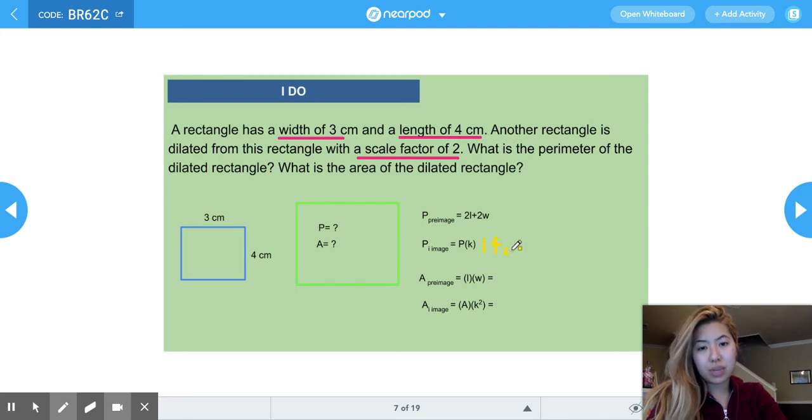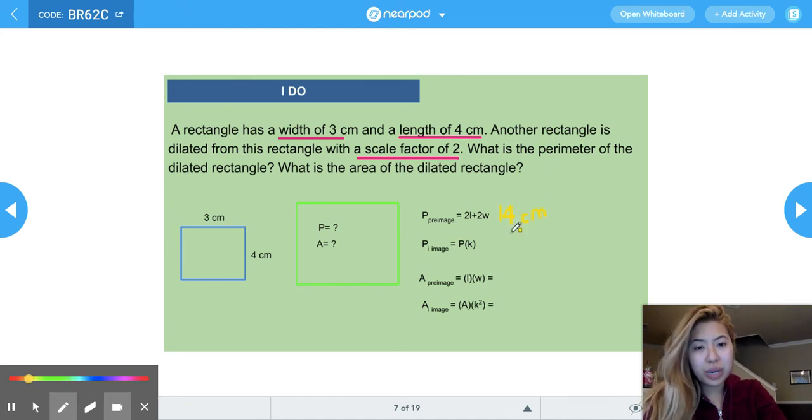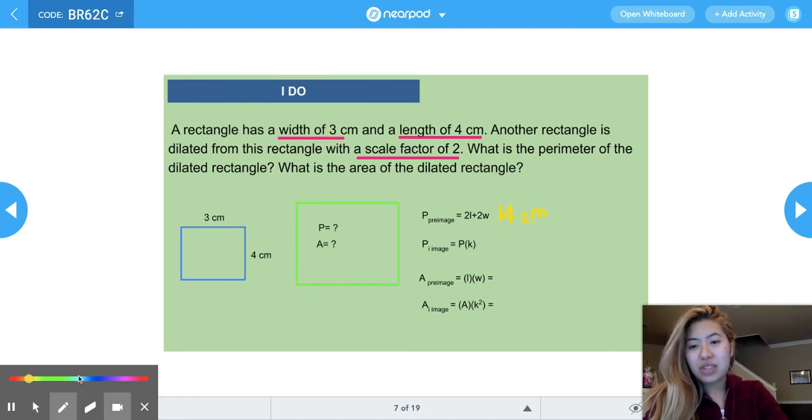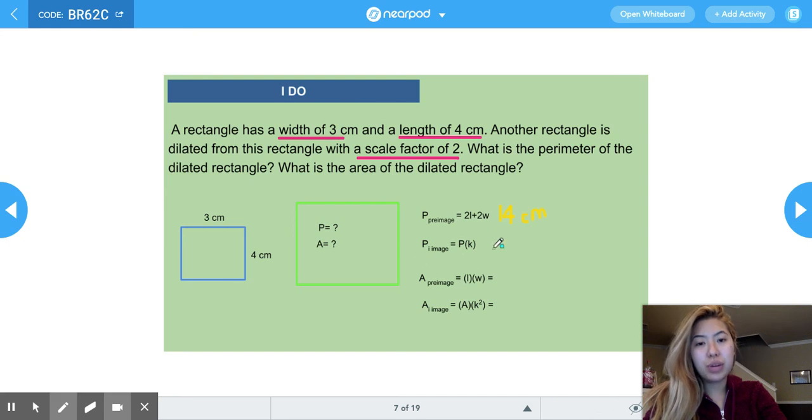And then our unit of measurement is centimeters. I actually had originally written it in the wrong place. I wrote it in the dilated image's perimeter, so I moved it up. And to find the dilated image's perimeter, I'm going to take the original perimeter, which is 14, and multiply it by the scale factor, which in this case is 2. So 14 times 2 is going to be 28. So my perimeter of my dilated image is 28 centimeters.